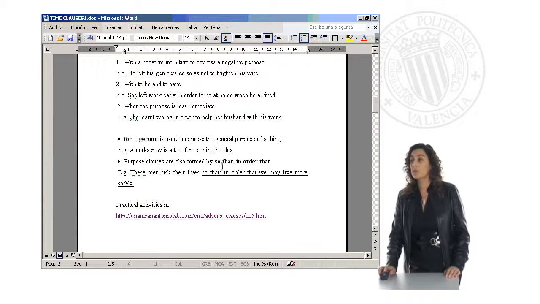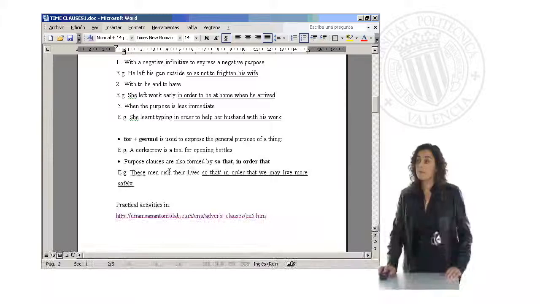Purpose clauses are also formed with so that and in order that, too. These men risk their lives so that, in order that, we may live more safely. So notice that there are not a lot of conjunctions here, but for, to explain what an object is used for, is very important in technical English, and so that, in order that, is quite used in formal English.